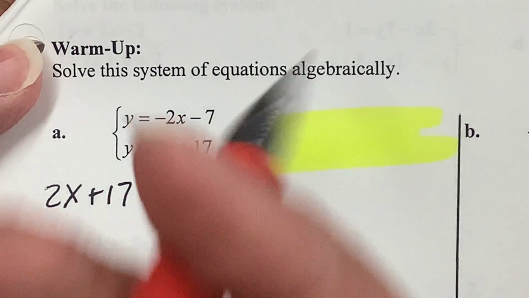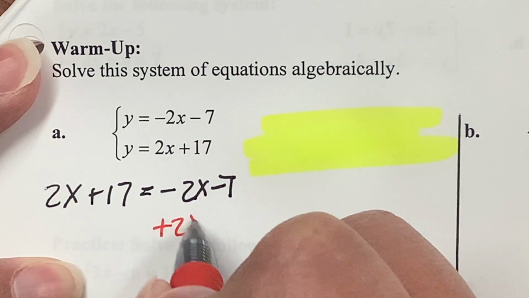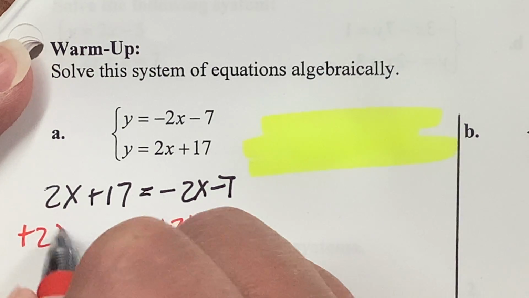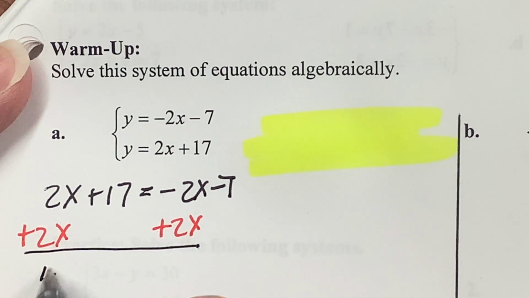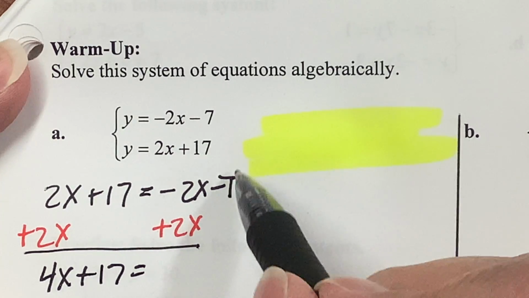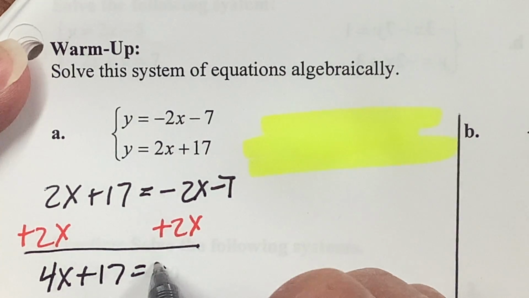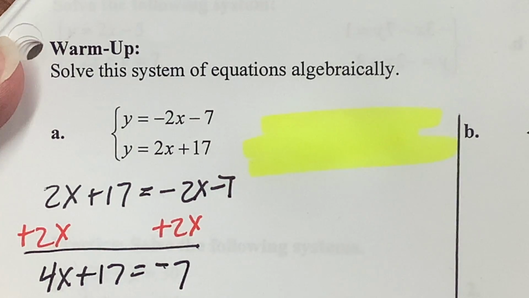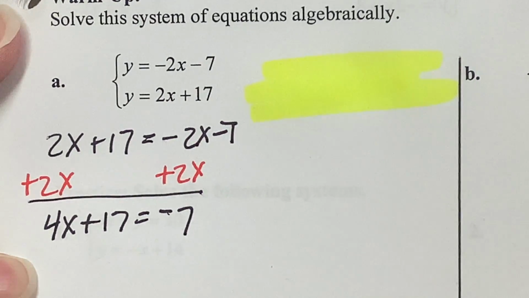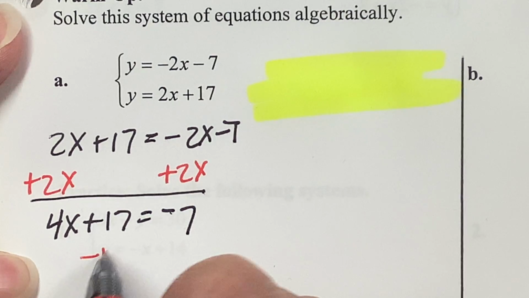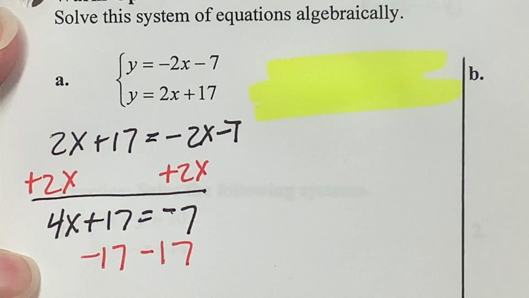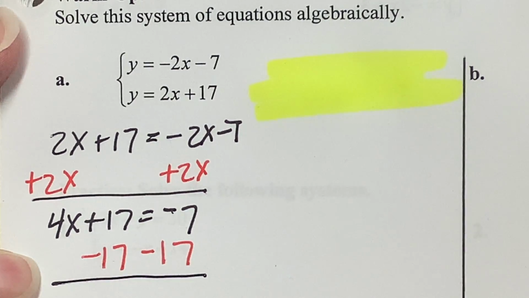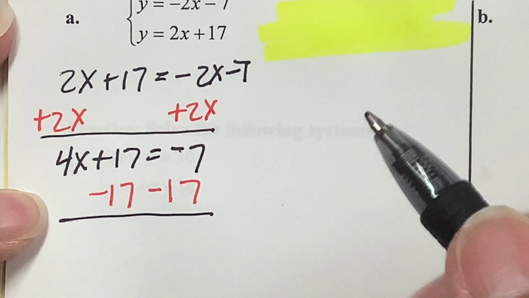Now I want to get all the variables on one side, so I'm going to add 2x to both sides. 2x and 2x is 4x, plus 17 equals, now this is negative 7. That negative sign comes down with the number, negative 7. Be careful, all right? Minus 17 from both sides, because the goal is to isolate the variable. The variable is x, so we're trying to get that all by itself. That's what isolate means. 17 minus 17 is 0.